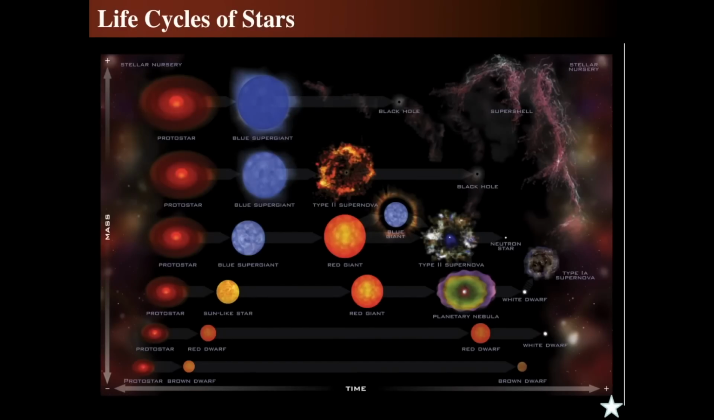And that gives us kind of the bottom rung of the life cycles of stars, where the brown dwarfs just stay brown dwarfs. The red dwarfs don't become a red giant. They just collapse and collapse and collapse and eventually become a white dwarf. Whereas the sun becomes a red giant, a planetary nebula, and then ends as a white dwarf.